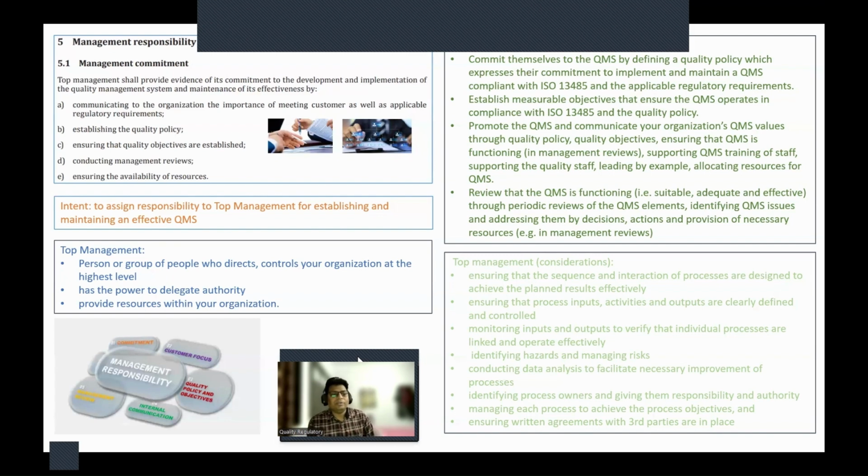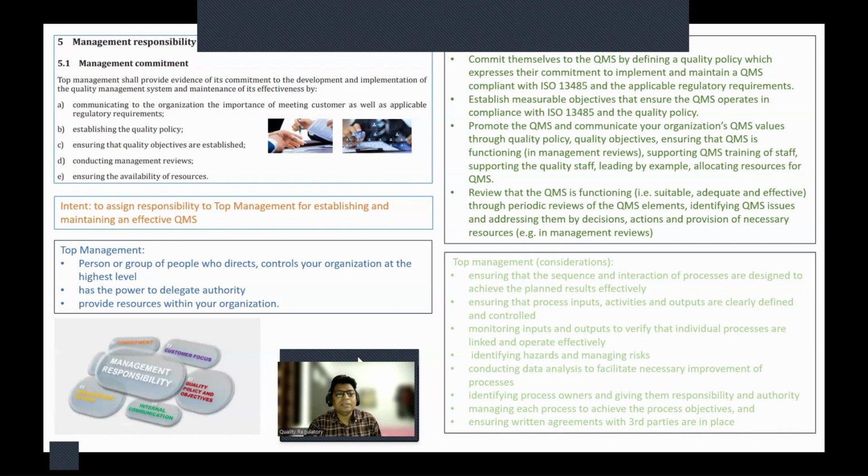So who is the top management here? The top management is a person or group of people who direct and control the organization at the highest level. It is not a manager somewhere in the middle management. This is the top management who direct and control the organization. For example, the CEO, executive leadership, or the MD could be the top management. They are core responsible for profit and loss, and they control the organization.